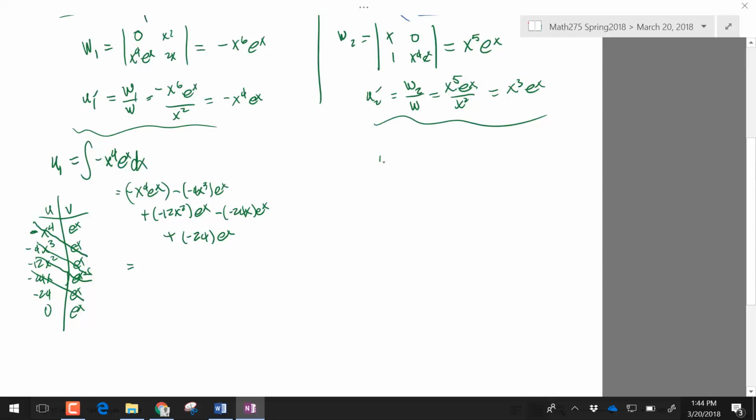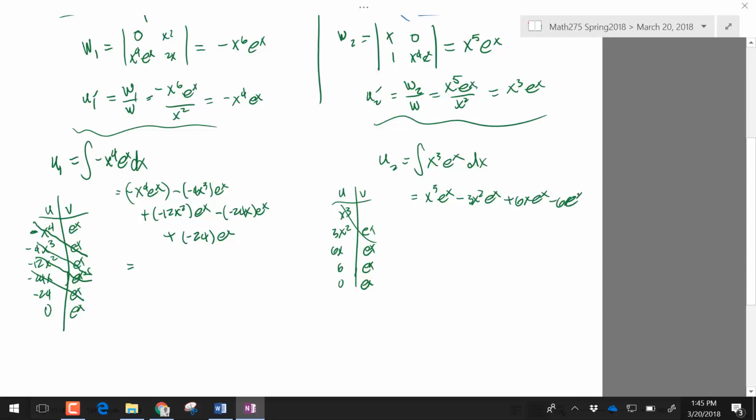So we could do the same trick over here for u2. We're integrating x cubed e to the x dx. So u's and v's, you've got x cubed, 3x squared, 6x, and 6, and 0 after that. E to the x, e to the x, e to the x, e to the x. So we start off with a positive x cubed e to the x minus 3x squared e to the x plus 6x e to the x minus 6 e to the x.